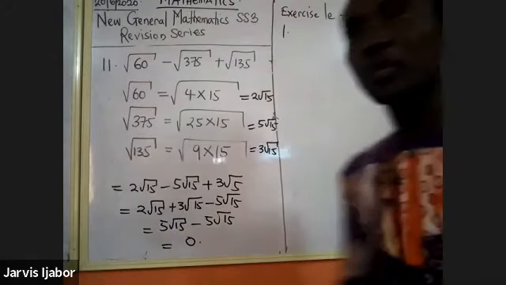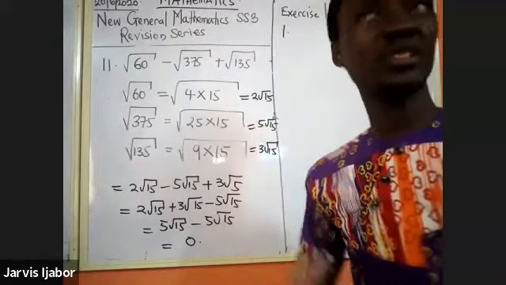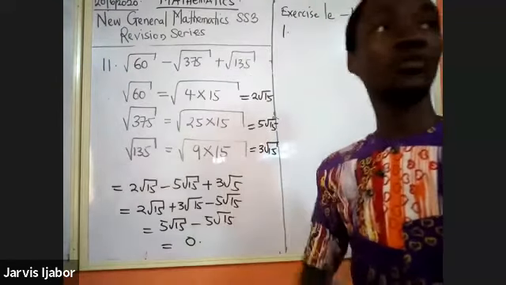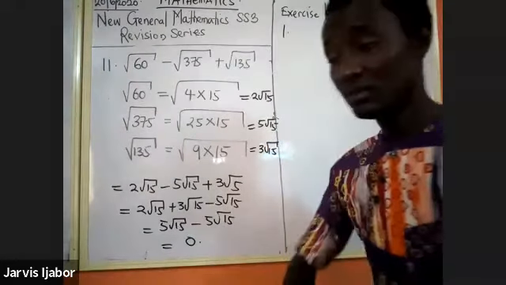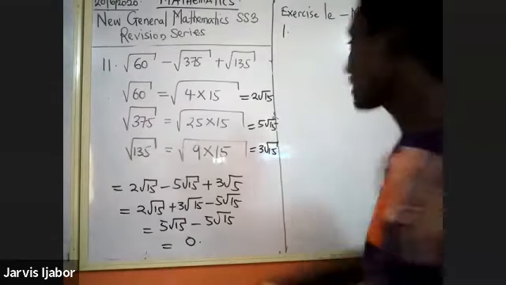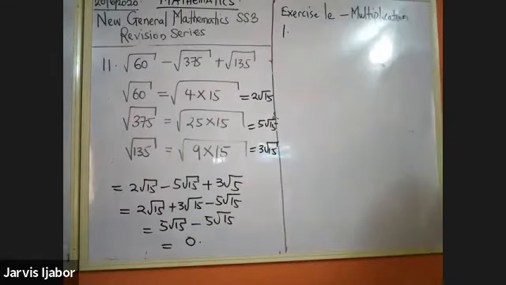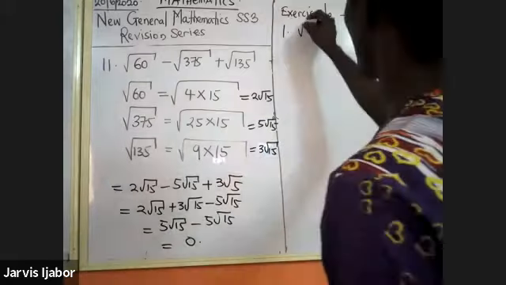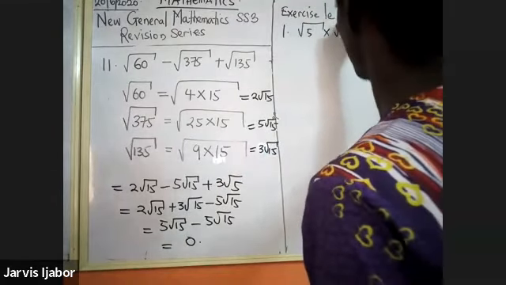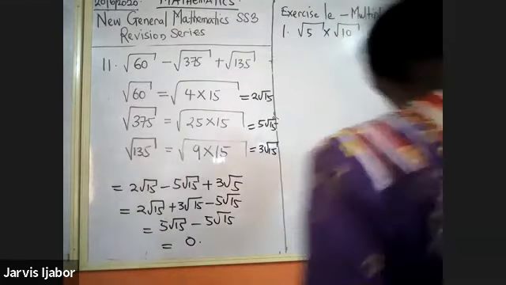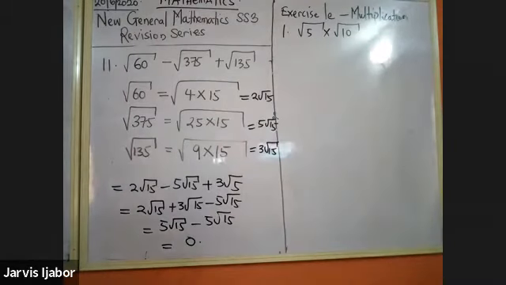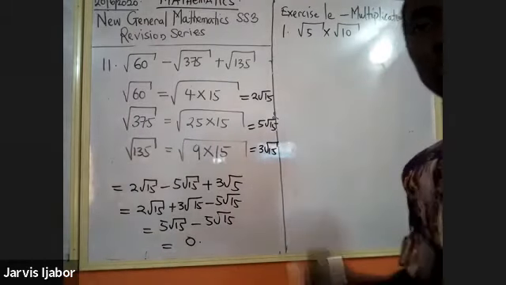Whenever you start a topic, one secret is to pick the first three examples. The first three examples are fundamental examples. They help you to understand what the writer has in mind. So this one is square root of 5 times square root of 10. How do we solve this?